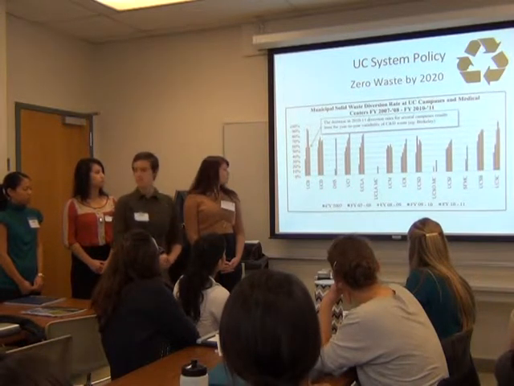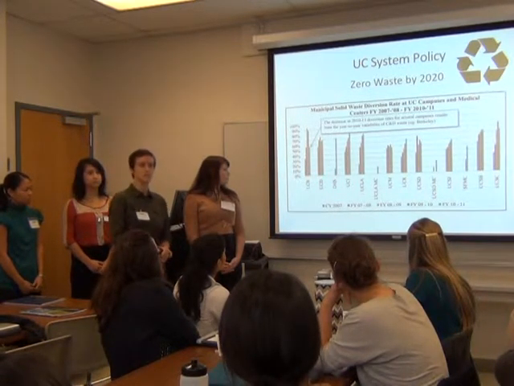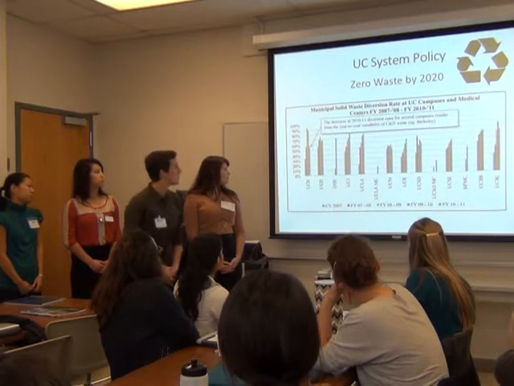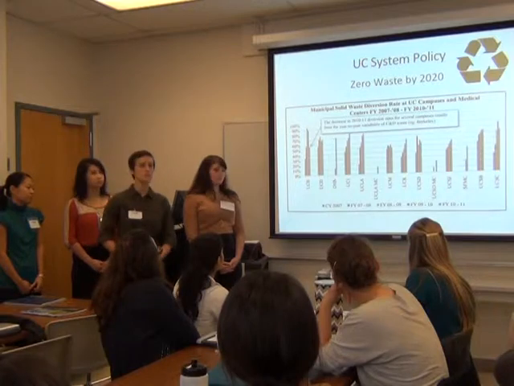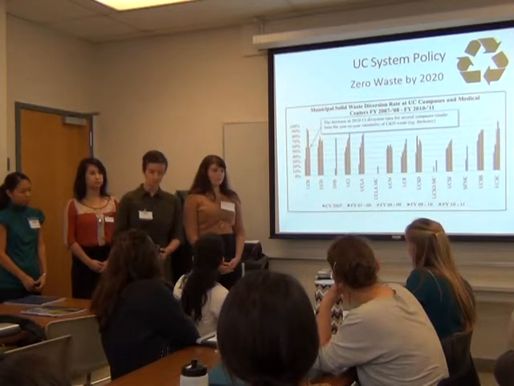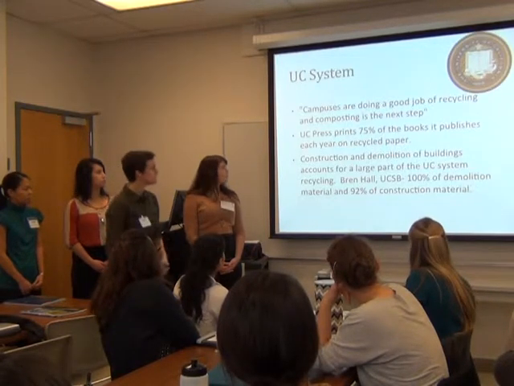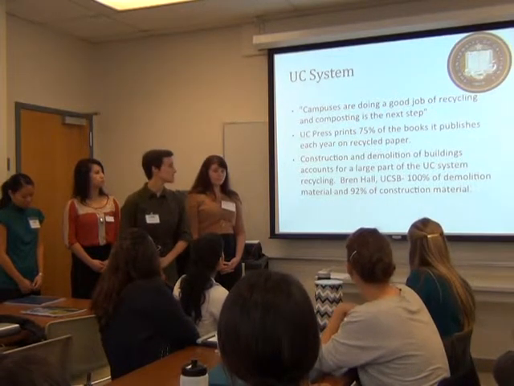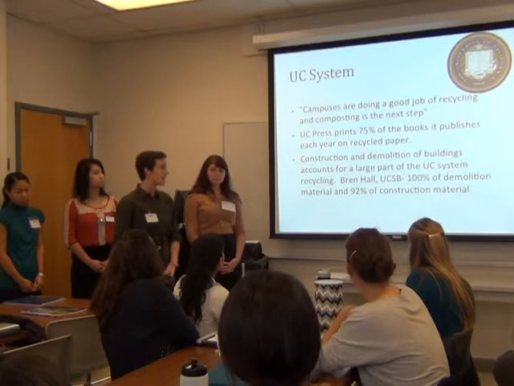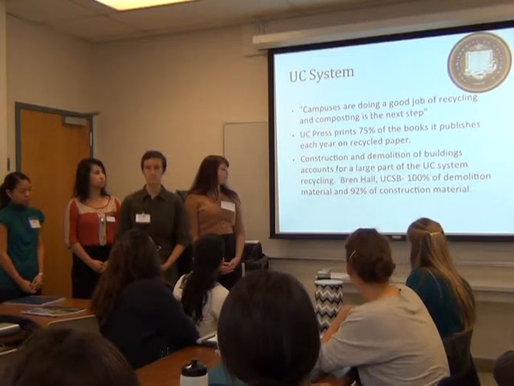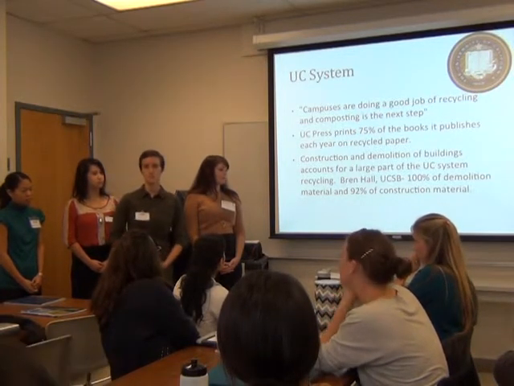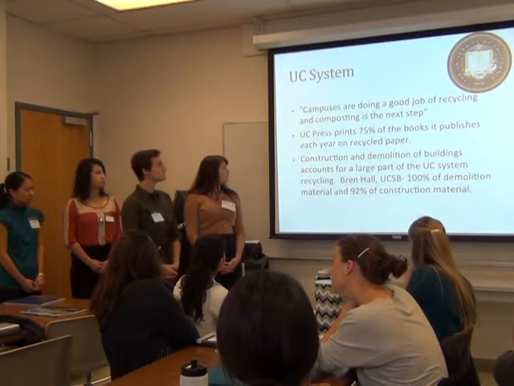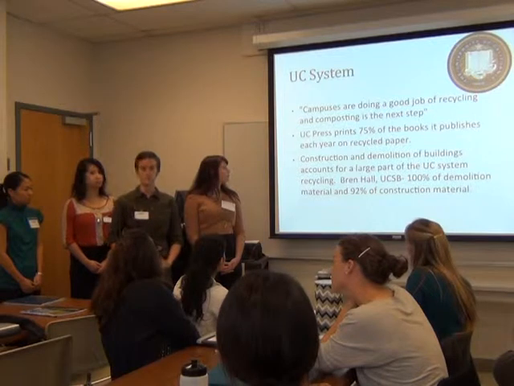As we can also see, the reason we brought up the C&D, the construction and demolition, is UC Berkeley dropped significantly in the past year. If you didn't know, they redid their entire stadium, and as we can see from the example of Brent Hall, demolition material can be recycled 100% and 92% of construction material can be recycled, so that really boosts UC Berkeley in the past.